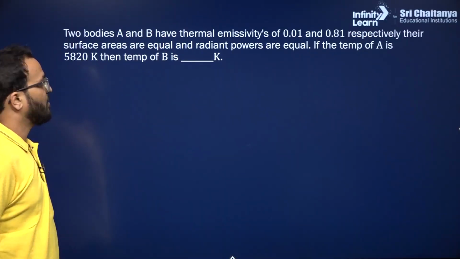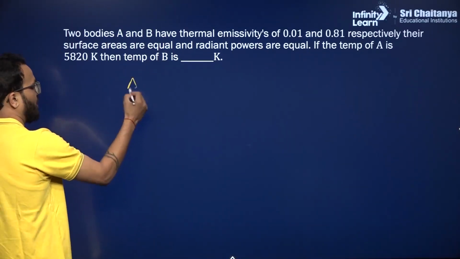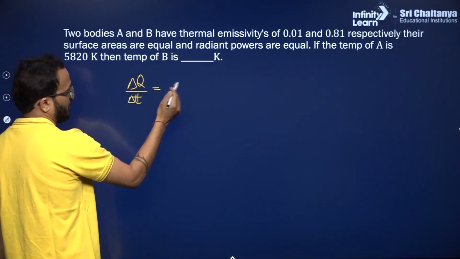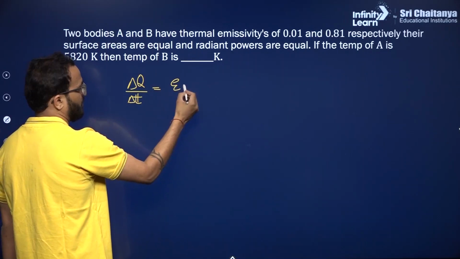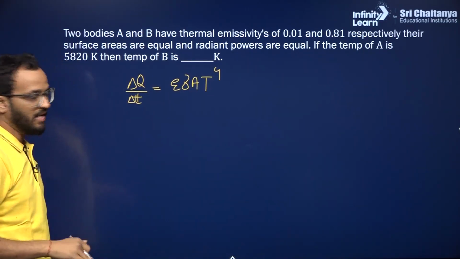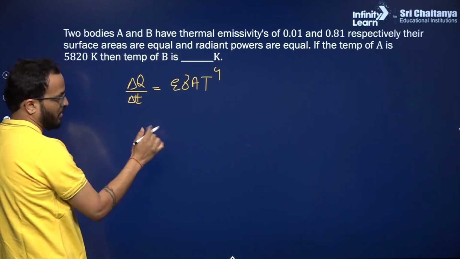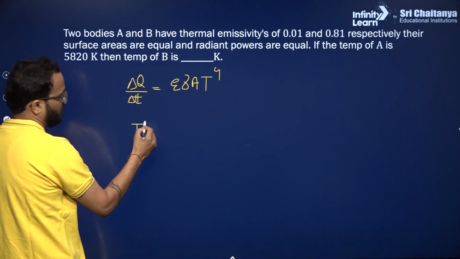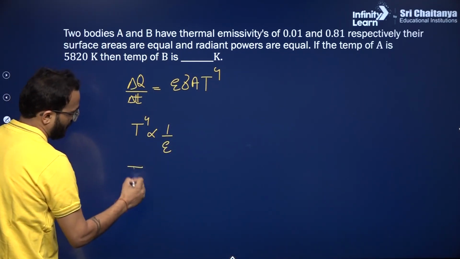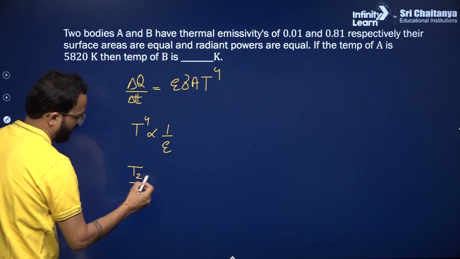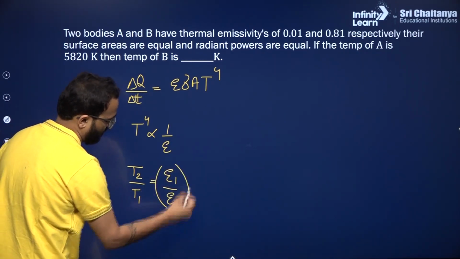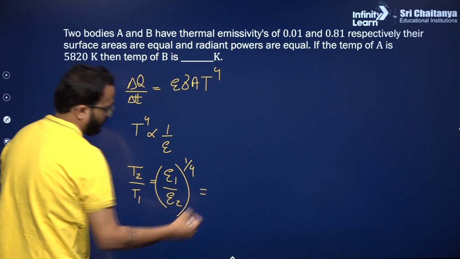Last question, two bodies A and B have thermal emissivity. See, what is delta Q by delta T? It is emissivity into sigma into A into T to the power 4. Sigma and A are the same, this is also the same. So we can say that temperature to the power 4 is inversely proportional to emissivity. So T2 by T1 will be (emissivity 1 upon emissivity 2) whole to the power 1 by 4.